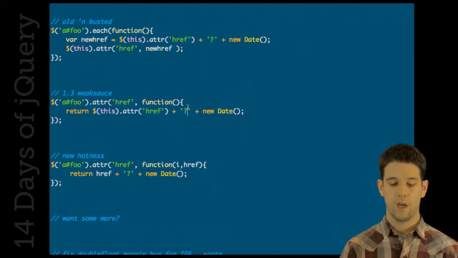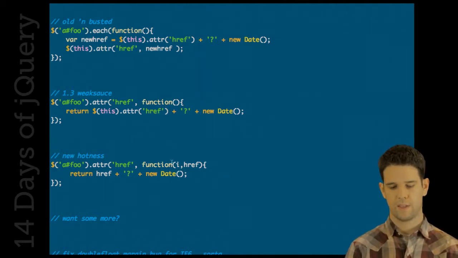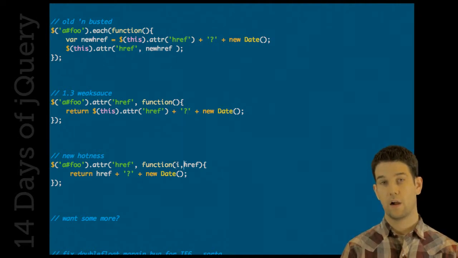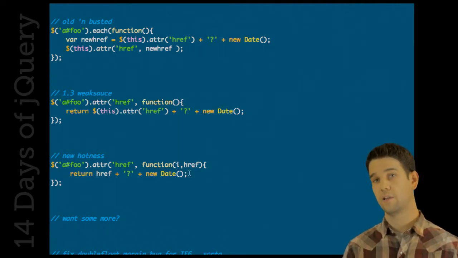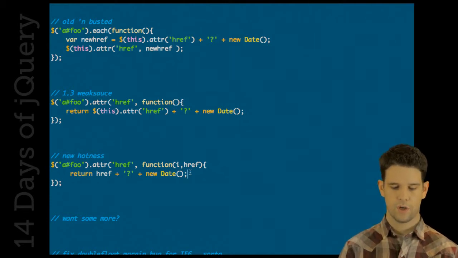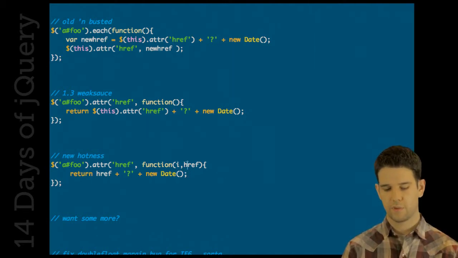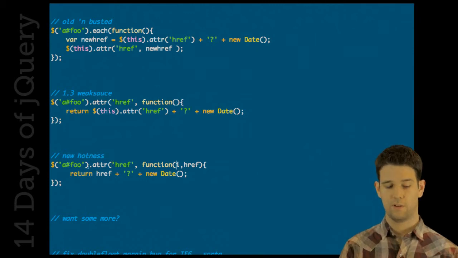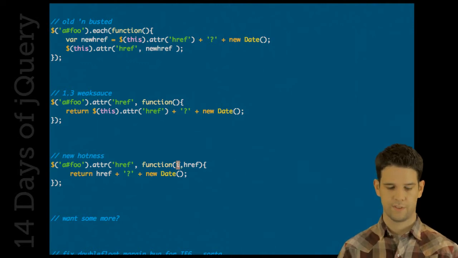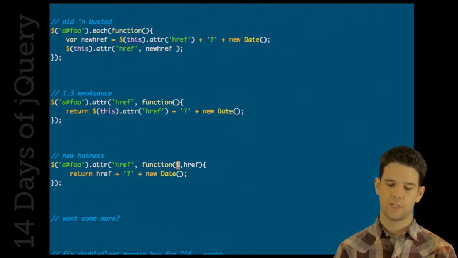So this is nice. But in 1.4, in this function that you pass in, the second argument will actually be the current value of that thing that you're about to manipulate. So the value of that href attribute is actually passed in, and so we can do this even shorter. The first value is the index value. So if there were 10 of these, well, there's only one, an a foo, of course, that's going to be 0, but it'd be 0, 1, 2, whatever. So this is the new setter.